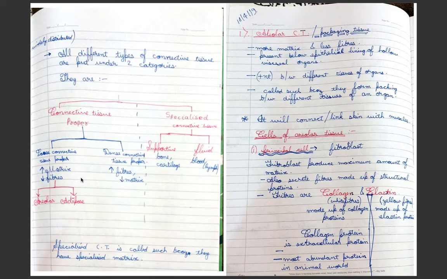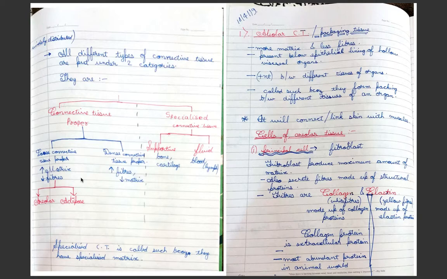Areolar connective tissue, also known as packaging connective tissue, has more matrix and less fibers. It is present below the lining of epithelia of all visceral hollow organs. It is present between different tissues of organs. This is called packaging tissue because it forms the packaging between tissues of an organ. It connects the muscles with the skin. Cells of areolar tissue are the following.